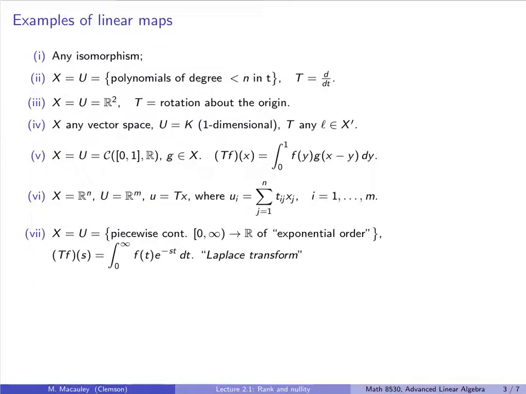Our last two examples, like example 5, are something that comes up a lot in ODE and PDE courses. In this one, X and U are the spaces of piecewise continuous real-valued functions on the non-negative reals, and they have to be of exponential order, which loosely speaking means that they don't grow faster than exponential functions. Because if they do, this integral down here is not going to converge.